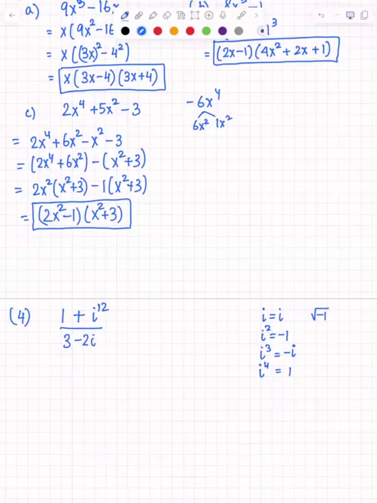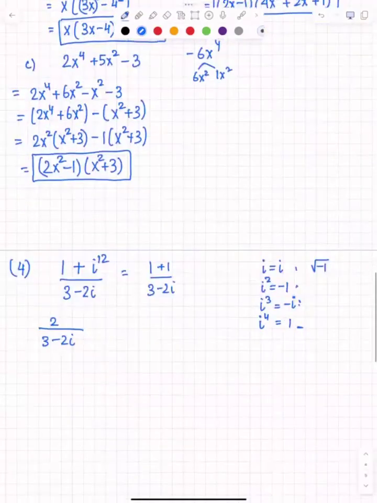So i to the 12, 12 is divisible by 4. So the remainder is 0. So the multiple of 4 lands up here, right? 1, 2, 3, 4, 5, 6, 7, 8, 9, 10, 11, 12. So i to the 12 is simply 1. So this becomes 1 plus 1 over 3 minus 2i. So that is 2 over 3 minus 2i. But now we have to divide 2 by 3 minus 2i.